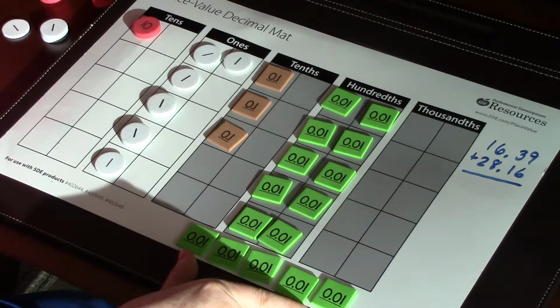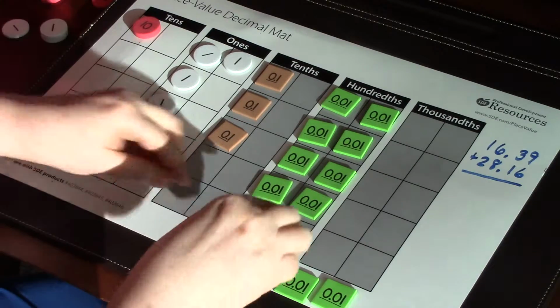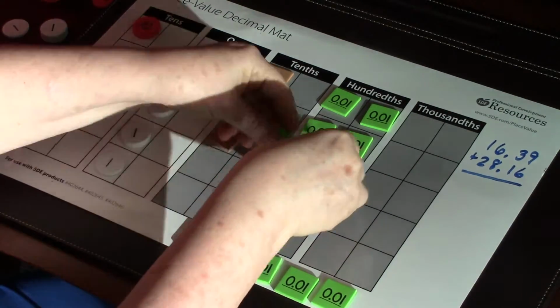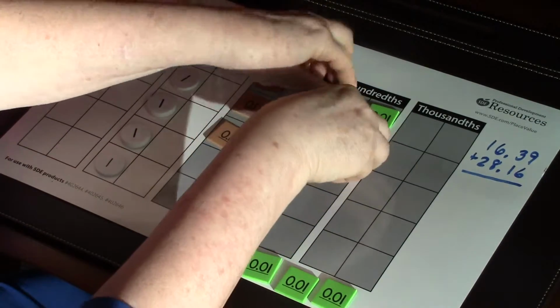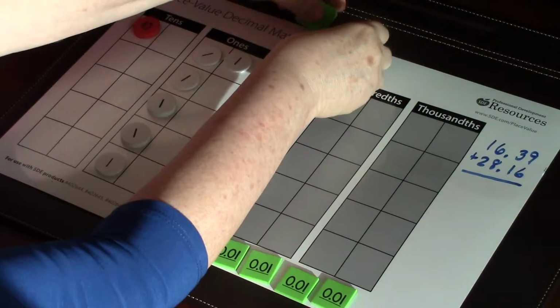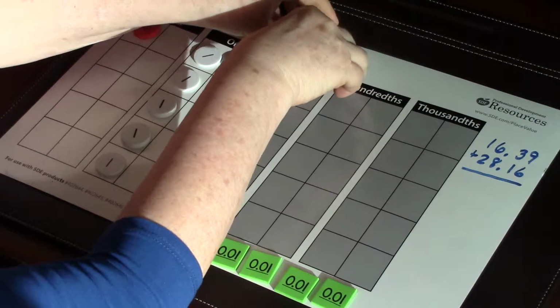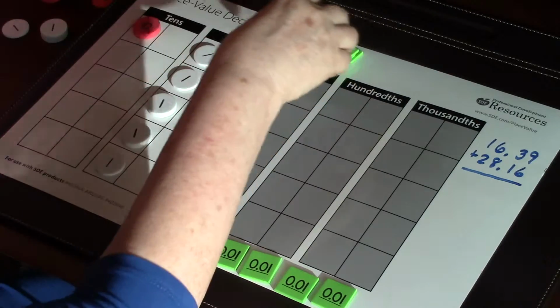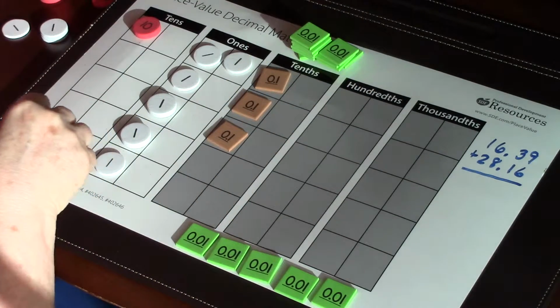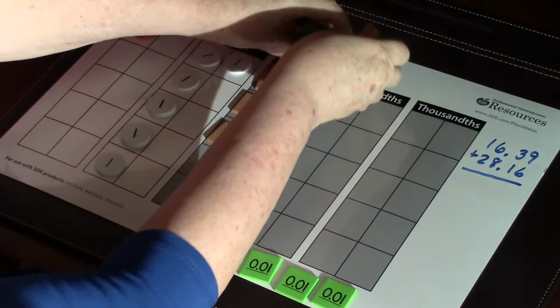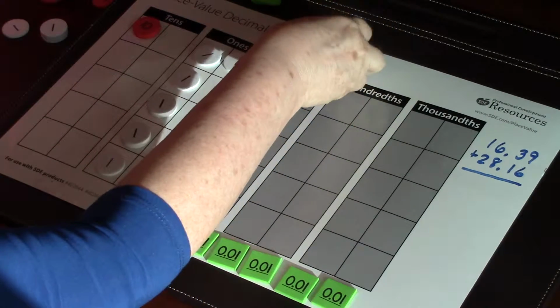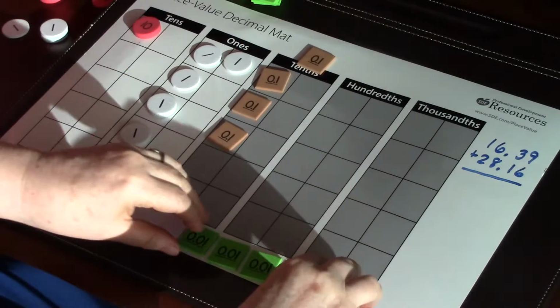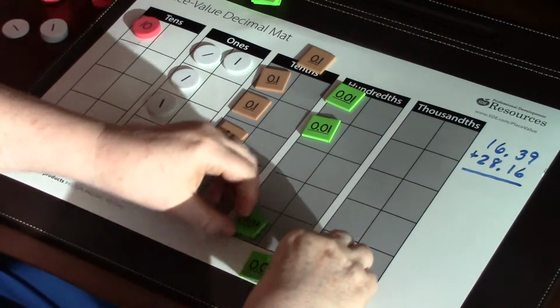So can I record 15 in my hundredths place? You can only record one digit in a place. So what do we need to do? I need to take 10 of these, and I'm going to put them up here. Why? Because 10 hundredths equals 1/10. So I could trade this for a tenth. So we're going to trade those 10 hundredths for 1/10. So these 5 can now scoot into here.